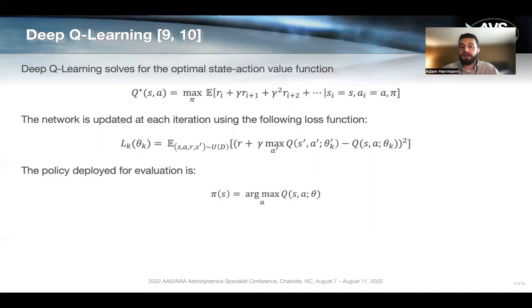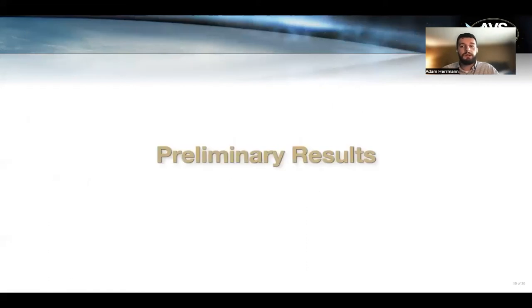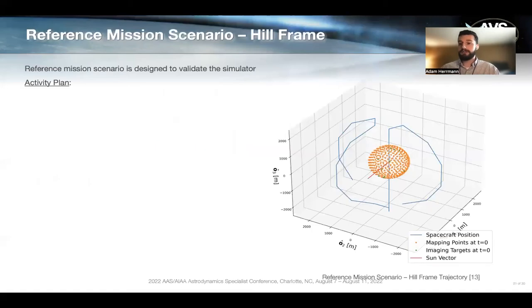The loss function is given there. Basically, we just sample from some replay buffer and compute the loss. I think our batch size is like 10,000, so pretty large. And then every n steps, we deploy the policy for evaluation in the environment. I'll discuss the preliminary results.